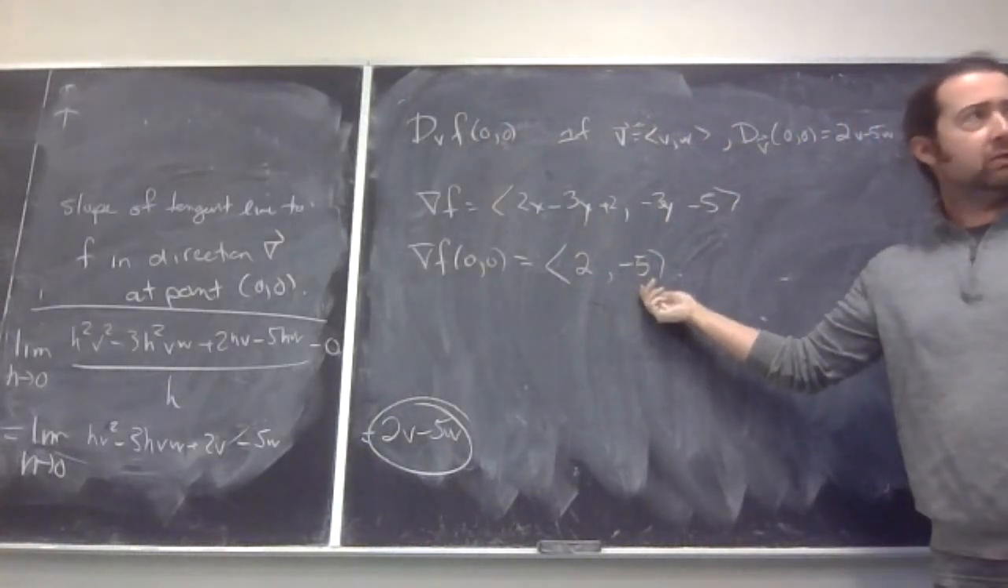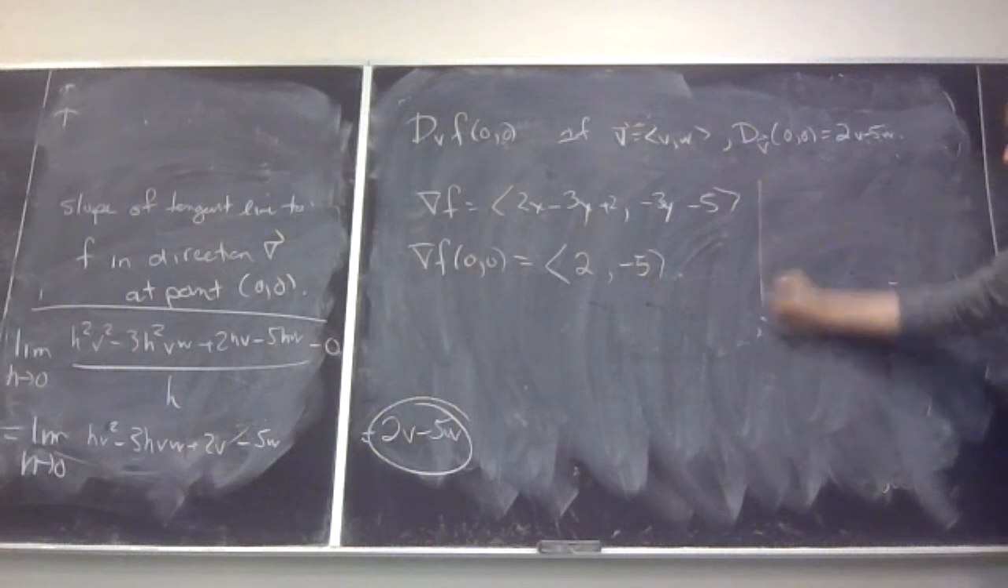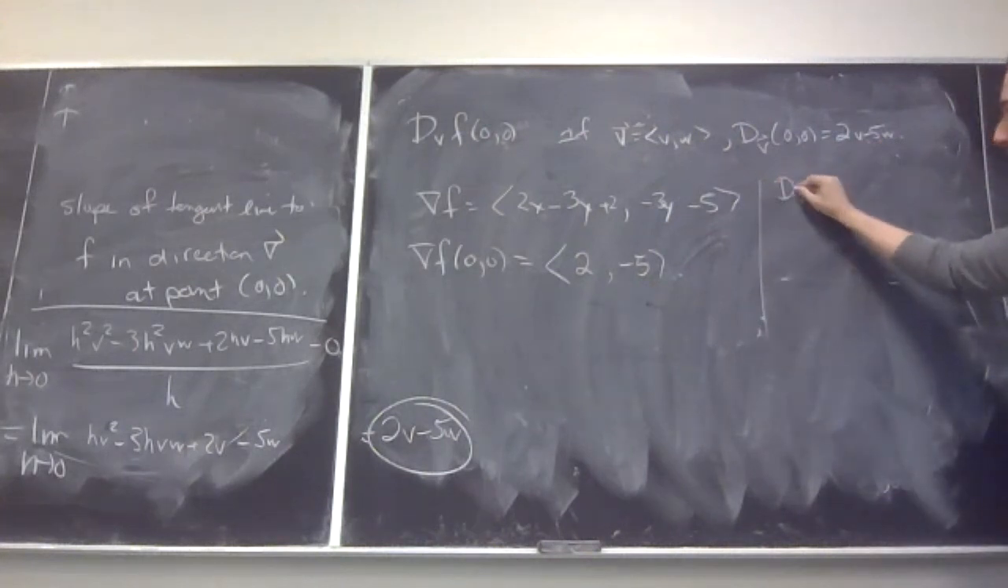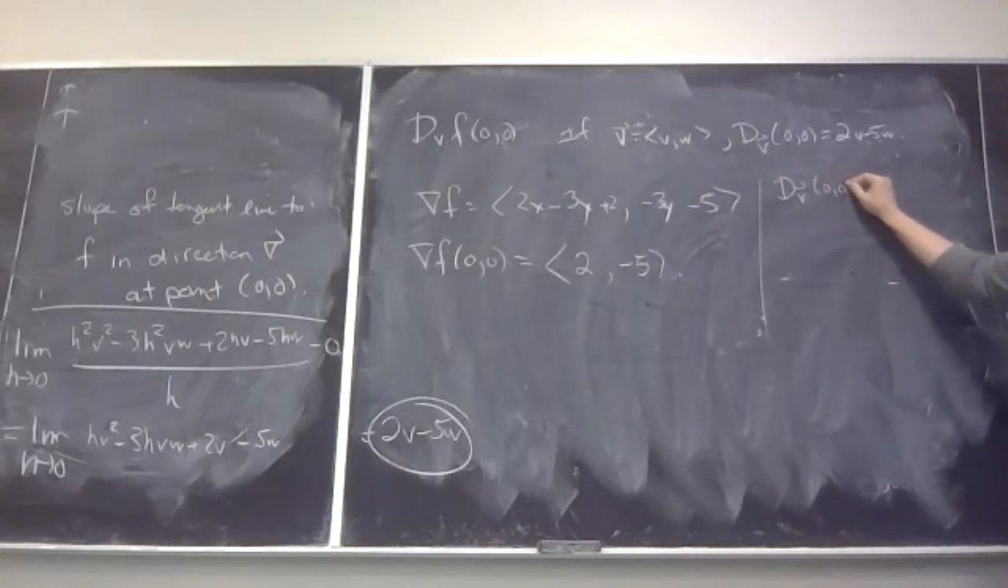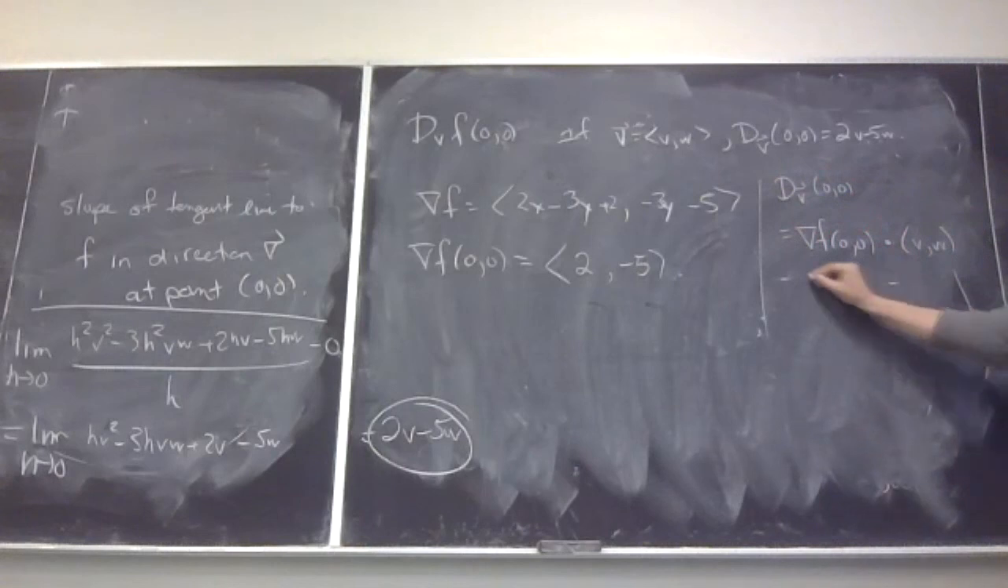That's the direction of greatest change. But there's a 2 and there's a minus 5 right there, and there's the v and there's the w. I don't know if I'm crazy, but it looks like the directional derivative in the direction v, w at the point 0, 0 is equal to the gradient of f at 0, 0 dotted with the vector v, w. That's what it would mean, right? Isn't this just the vector 2, minus 5 dotted with the vector v, w? Well, that's an odd coincidence.